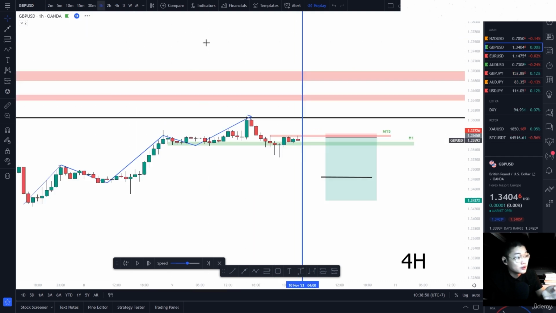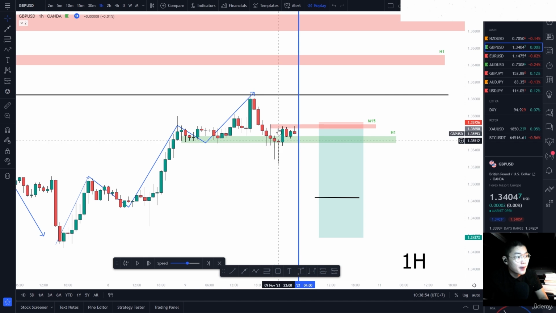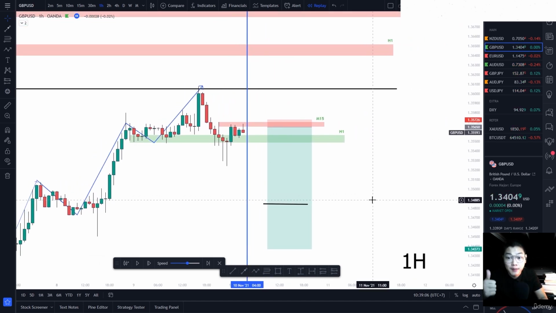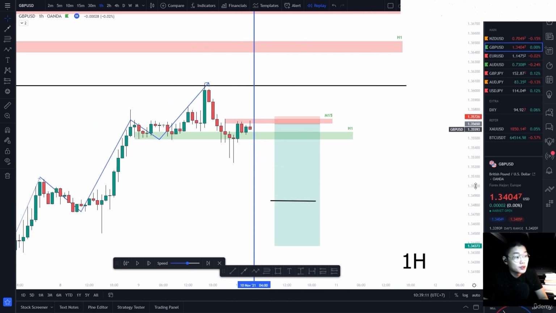Therefore, when you jump into this 1-hour chart, the price might collect enough power from the 4-hour sellers to break this demand zone in the 1-hour chart. It means that in the 1-hour chart, the pullback wave might end. And therefore, at this time, I cannot be sure of anything.